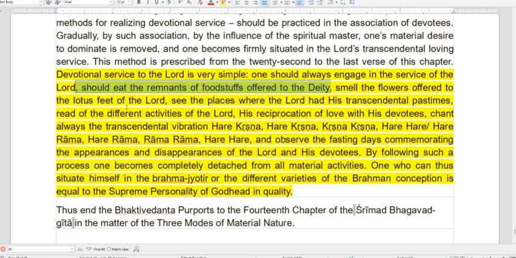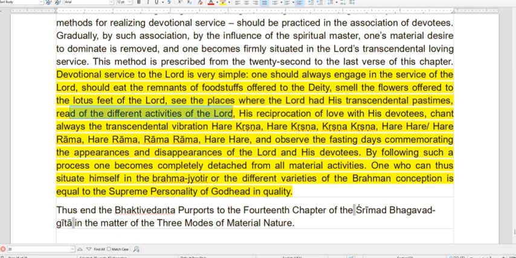Smell the flowers offered to the lotus feet of the Lord. Flowers, smell, scent. How to make it transcendental? You smell the flowers which are offered to the Lord. See the places where the Lord has performed his transcendental pastimes. We want to go places, we want to go on picnics and all that. We go to holy places and we rectify that mode. We transcend the three modes by visiting the holy places.